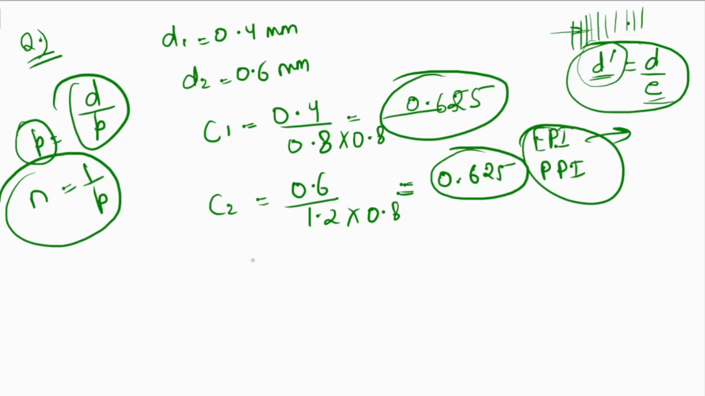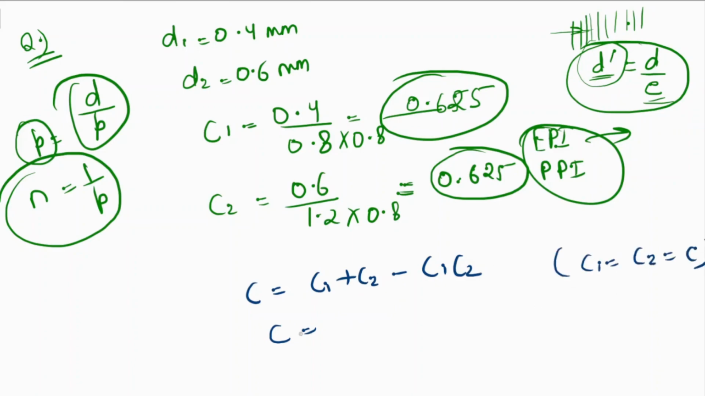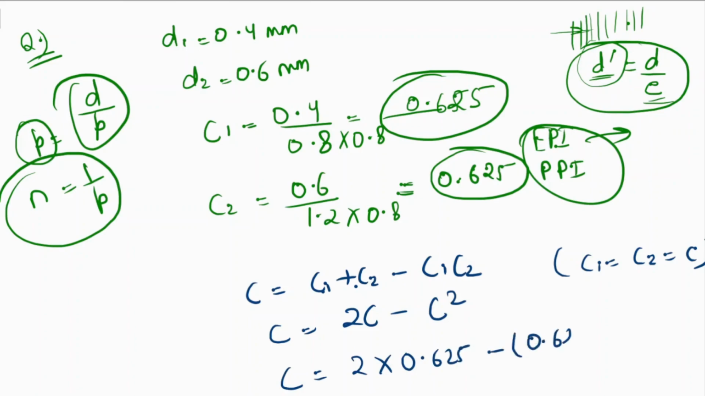The formula of cover is C is equal to C1 plus C2 minus C1 C2. Since C1 and C2 are both the same, we can call it C. Then it comes out to be 2C minus C square: C plus C is 2C, and C into C is C square. We calculate 2 into 0.625 minus 0.625 the whole square. So C is equal to 0.86. This is the approximate fabric cover.